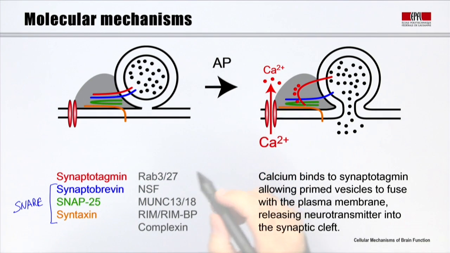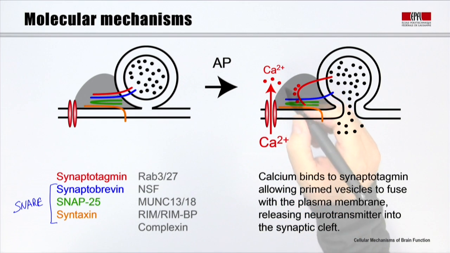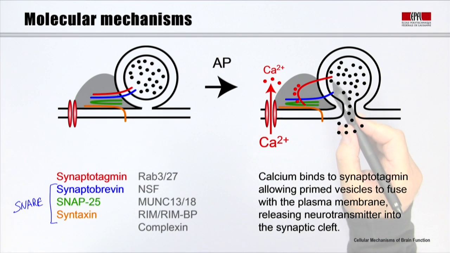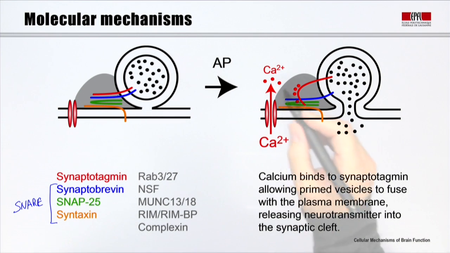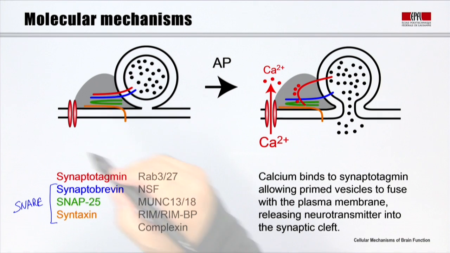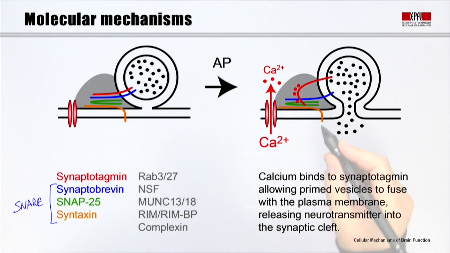The action potential invades, opens the voltage-gated calcium channel, calcium floods in, and calcium then binds to the calcium sensor, synaptotagmin, and other vesicle-associated proteins. Synaptotagmin has 5 binding sites for calcium, and when calcium binds to it, it changes its conformation quite dramatically. It changes the way it interacts with the SNARE proteins and perhaps also with the phospholipids in the immediate environment.